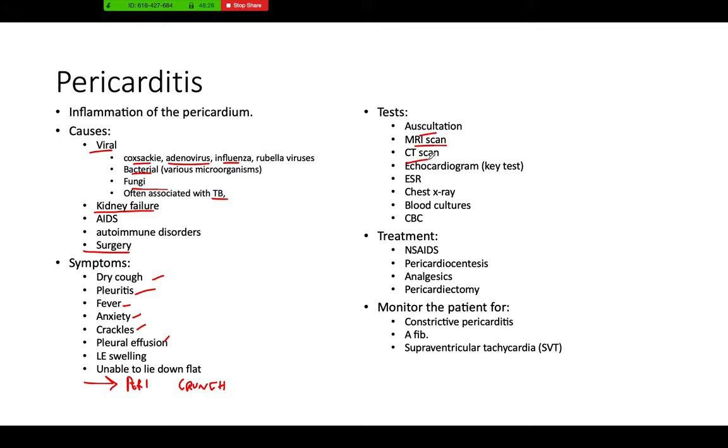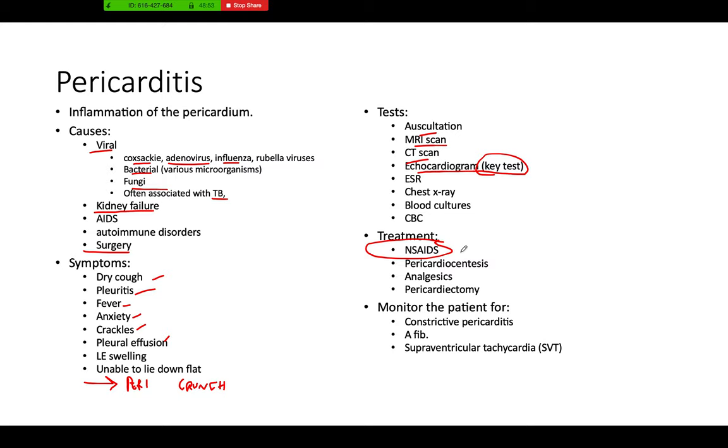So our tests we can do here, auscultation, we can do an MRI and really look closely at the heart. Our CT scan, echocardiogram is gonna be a key to really visualize the pericardium and see how it looks. Chest X-ray, blood culture, CBC, depending on the cause, those can be helpful. Treatment here, this is what we need for the NCLEX exam. NSAIDs, NSAIDs, NSAIDs. If you give a client with pericarditis an aspirin, you are going to decrease both the symptoms and the pathology by leaps and bounds.